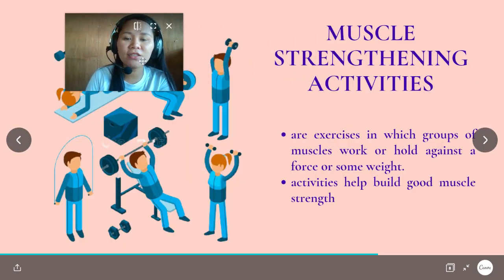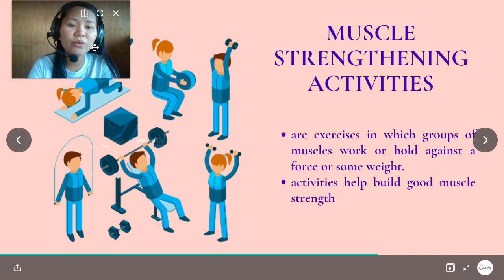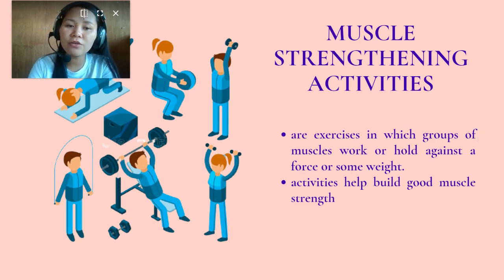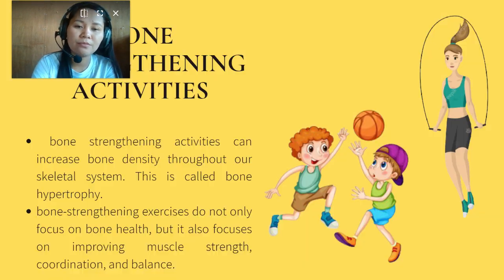For muscle strengthening activities, these are exercises in which groups of muscles work or hold against a force or some weight. So the activities help build good muscle and strength. If you would like to develop a certain part of your body, then you have to do muscle strengthening activities, like for your biceps or your lower limbs or your abs or the abdomen. Then you do certain activities that would also improve or strengthen your muscles.